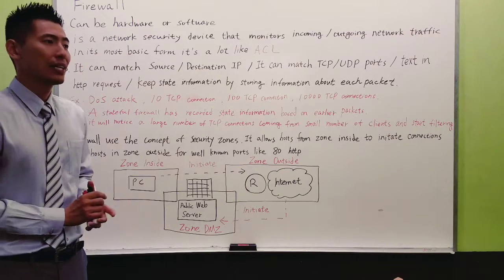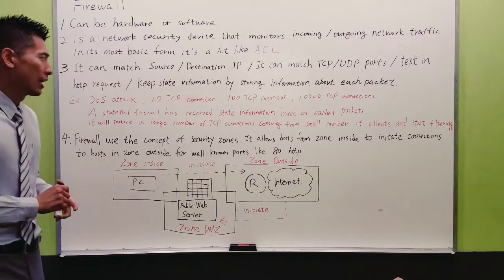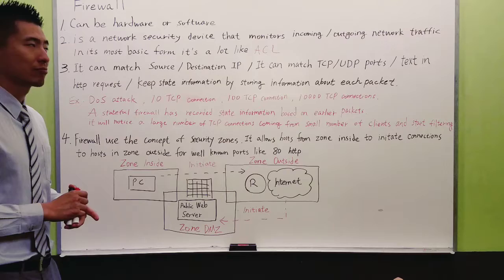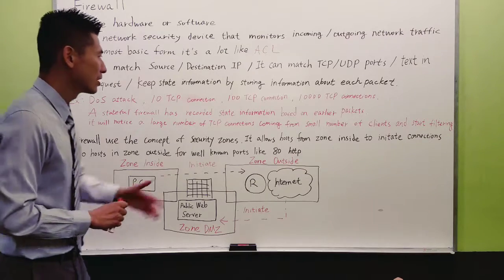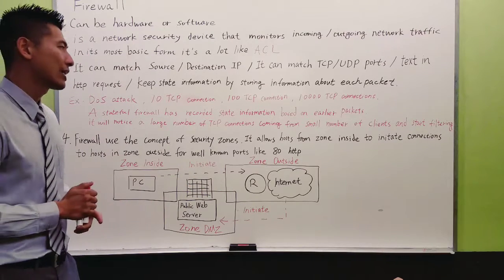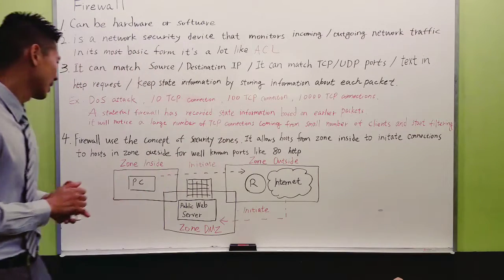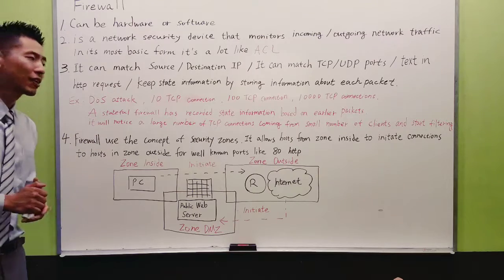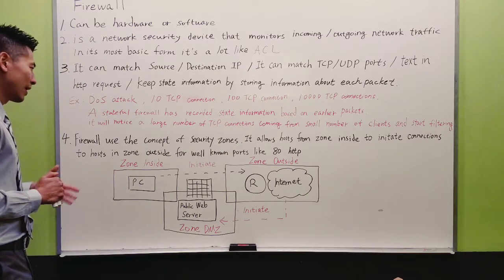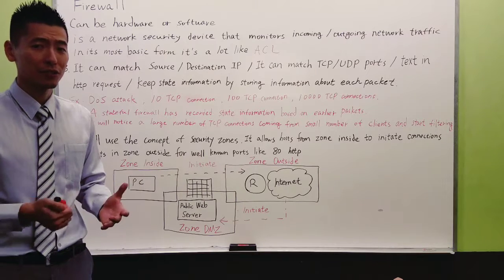Now, what do I mean by that? Let's just take a look at an example. So say there's a DoS attack. There's a server here. During normal hours, it gets about 10 TCP connections. Even at its busiest time, the busiest hours, it gets about 100. Now, an attacker is initiating 10,000 TCP connections to the server. If you have a stateful firewall, it has recorded state information based on earlier packets. It will notice a large number of TCP connections coming from a small number of clients and start filtering.